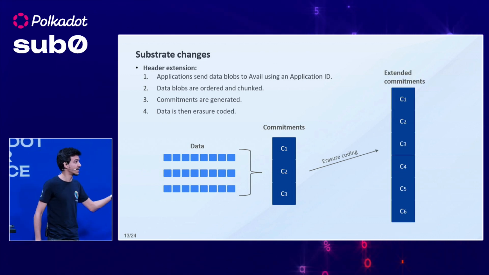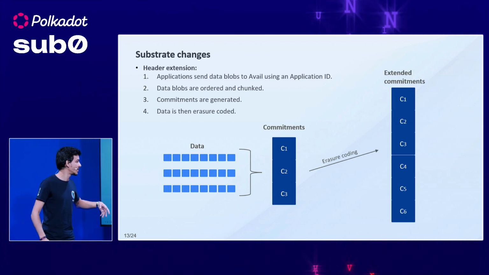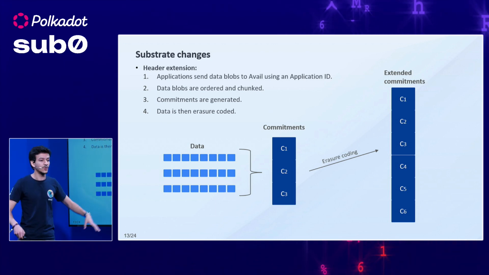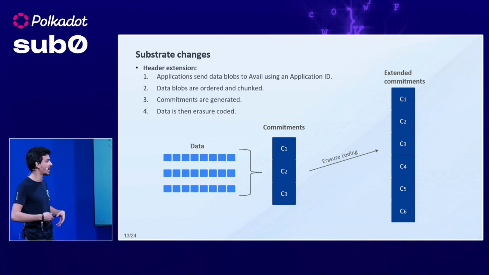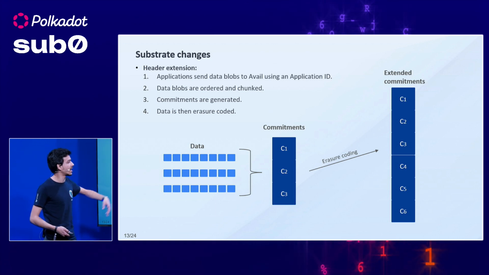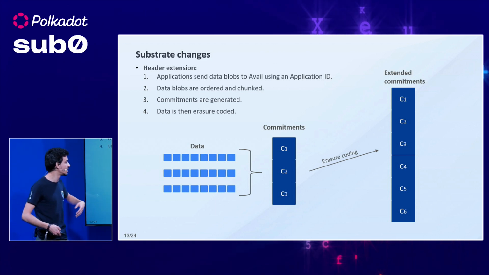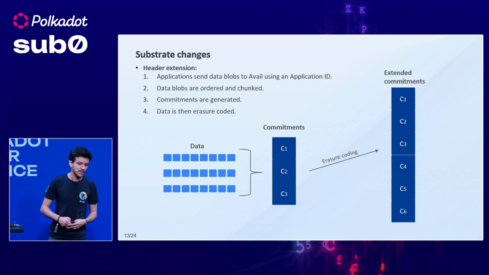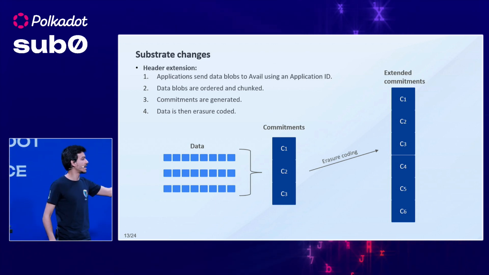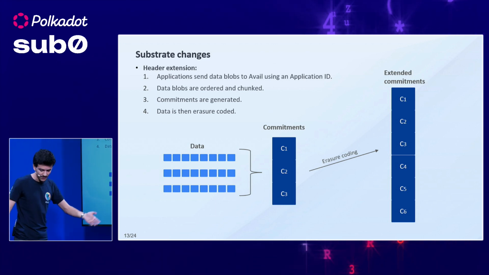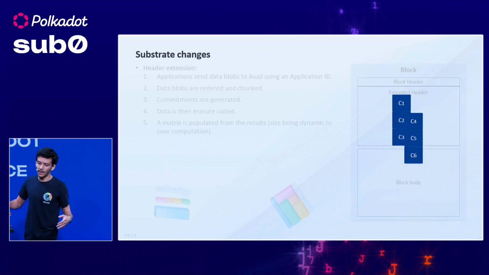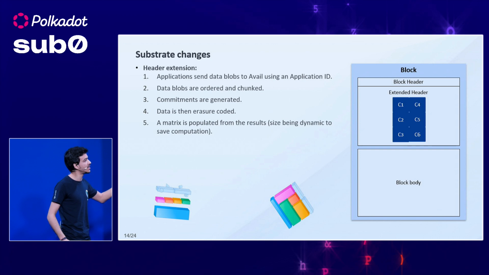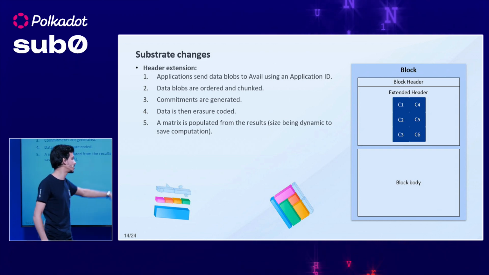the data is going to get erasure coded. So of course, we could have done some erasure coding directly on the data, but we can use some homomorphic property of erasure coding, which means that erasure coding the commitments or doing erasure coding of the data itself won't really change the results. So now that it's erasure coded, we'll have extended commitments. So after that, we'll actually make a matrix of those commitments that we will put in the extended header that I mentioned earlier.